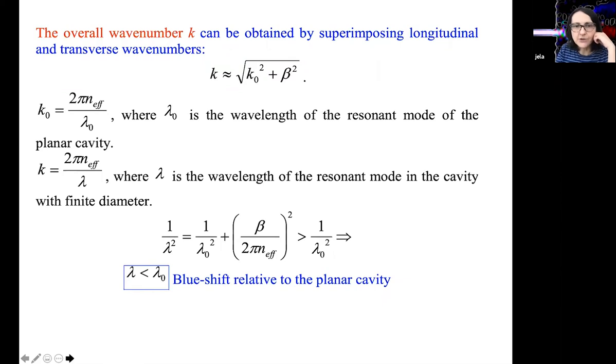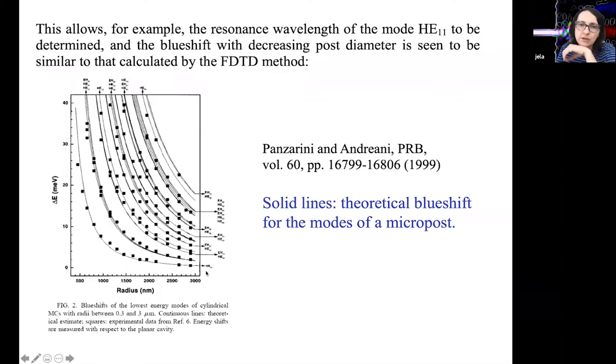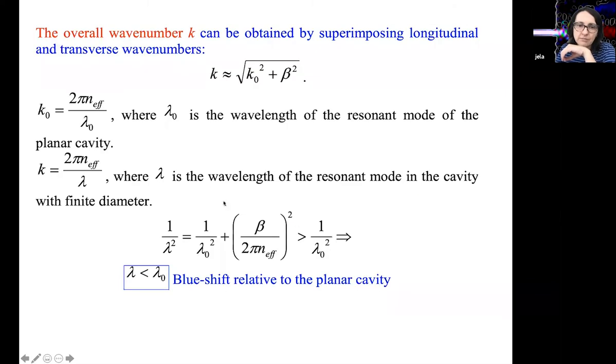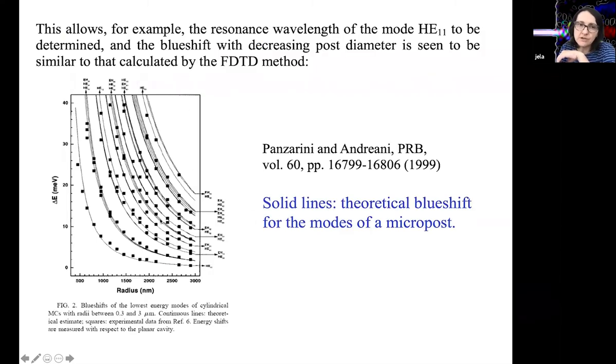So let's see how accurate that blue shift is. This plot here from the same paper shows these solid lines that are calculated plots of exactly this, right? Calculated for different modes, which have different betas calculated from different Bessel functions. And the dots or squares correspond to experimental results for resonances of different micropillars. The horizontal axis gives you the radius of a micropillar, which goes from 500 nanometers to 3 microns. And here is an energy shift or frequency shift.